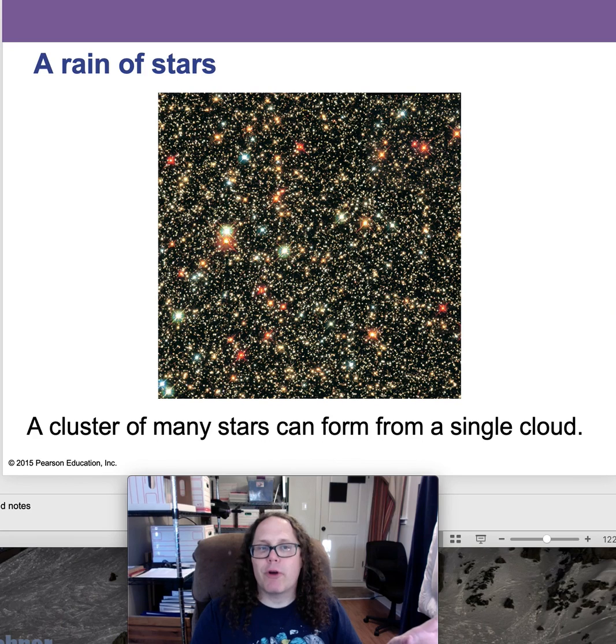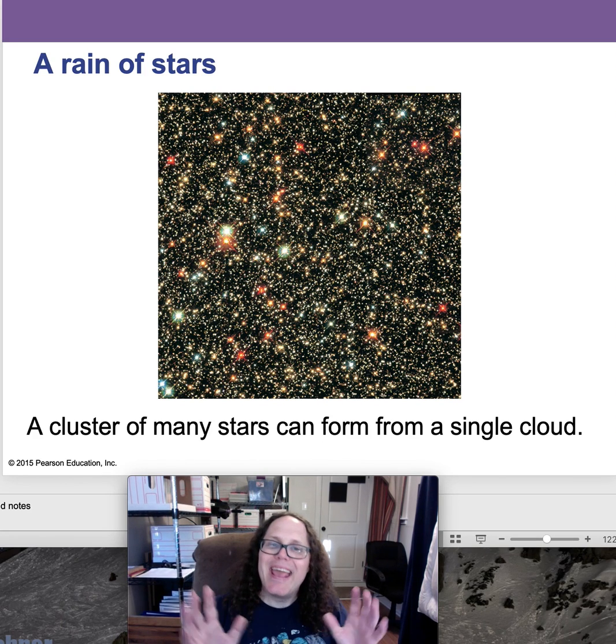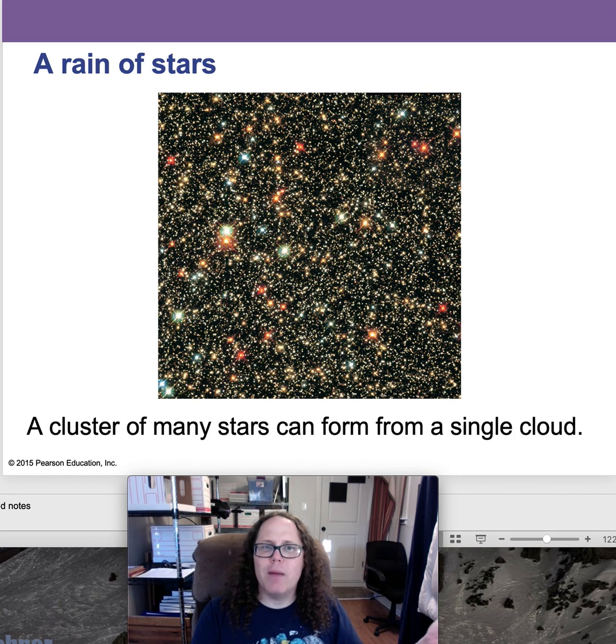Consider a water vapor cloud in our atmosphere. If it has the right conditions to form a raindrop, you don't usually get one raindrop. You get lots and lots of raindrops. You get rain. Likewise, in places where the interstellar medium has the right conditions to form a star, you don't get one star. You get a rain of stars, a cluster of stars. So, stars are born in clusters, a few thousand at a time.